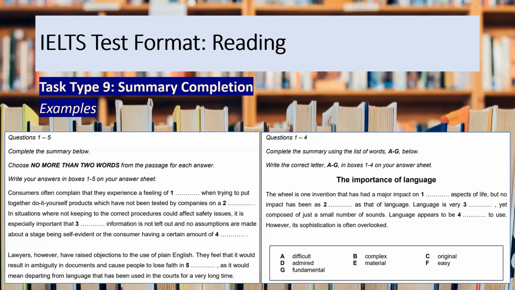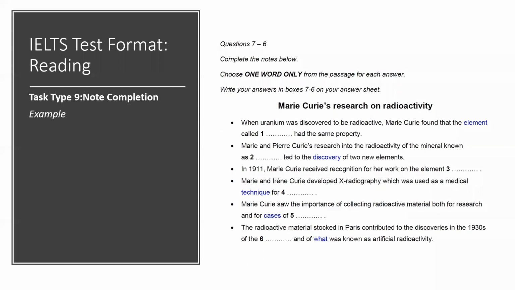So these are two variations of summary completion questions. You will find such questions in reading. Now let's see the next example. This is note completion. Please read the example. Question 1 to 6. Complete the notes below. Choose one word only from the passage for each answer. Write your answer in boxes 1 to 6 on your answer sheet.